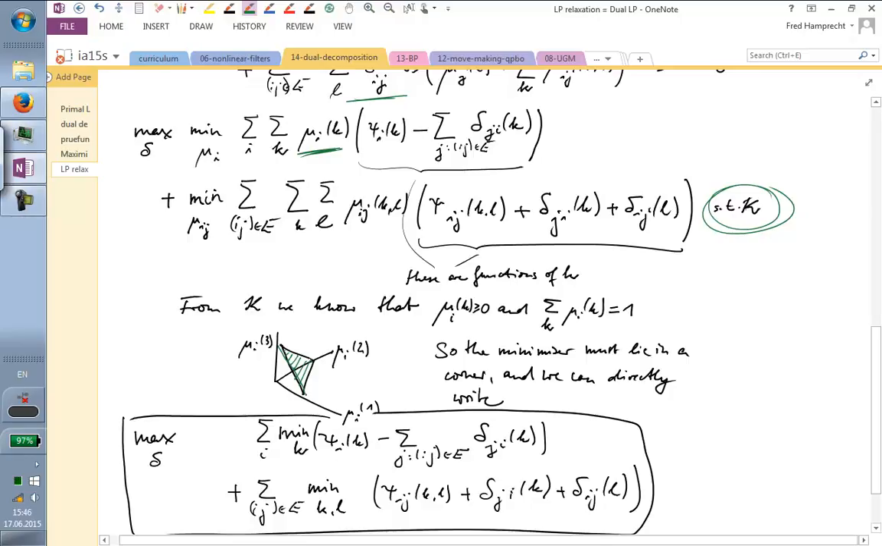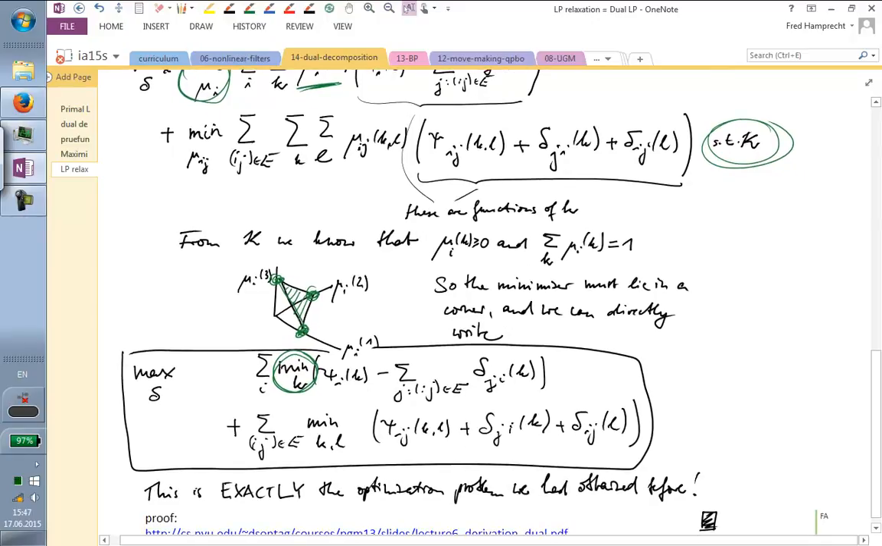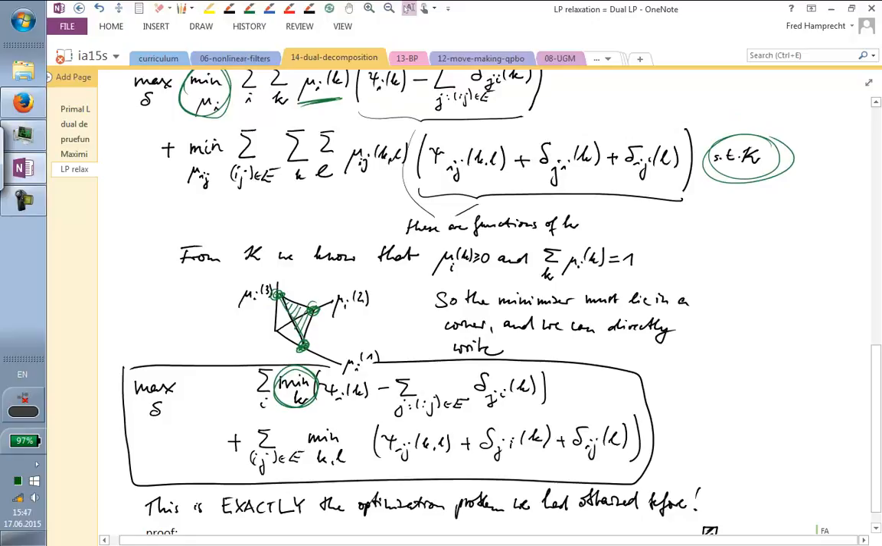These constraints can thus be omitted, and instead of all of these constraints we simply ask: will we end up in this corner, or in that corner, or in that corner? So here the minimization over mu is replaced by a minimization over the label. And the last equation is exactly the optimization problem that we saw before.